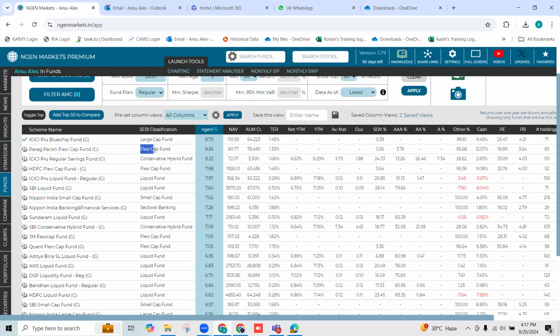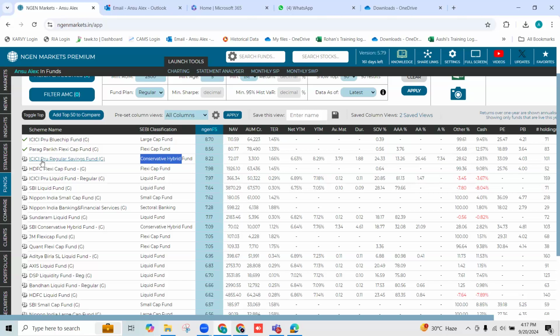Next, I move on to the next category, which is flexi cap funds. And here, the best performing fund happens to be Parag Parikh. Again, you click on this compare icon and it has gotten moved. Now, the next best performing category happens to be conservative hybrid based on its NGEN Fund Score. When we look at conservative hybrid funds, it says iPro regular saving fund is the best performing.